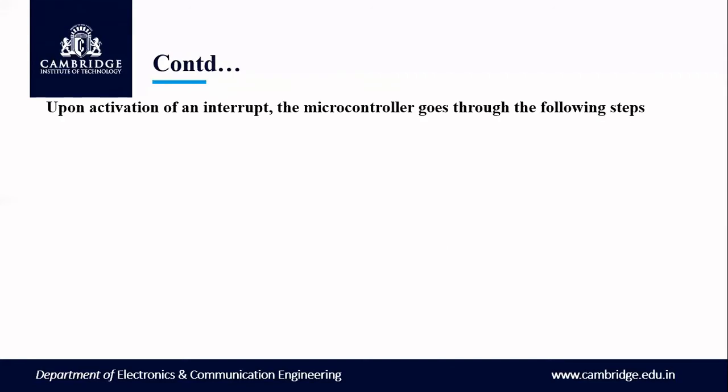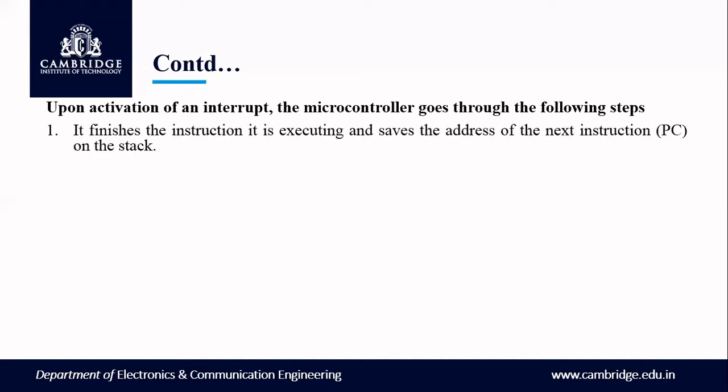So let us see what procedure a microcontroller has to follow when an interrupt occurs. Upon activation of an interrupt, the microcontroller goes through the following steps. That is very important. First, it finishes the instruction it is executing when the interrupt occurs, and saves the address of the next instruction on the stack. This is very important.